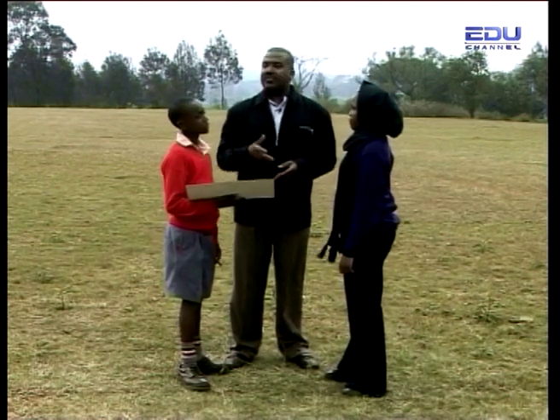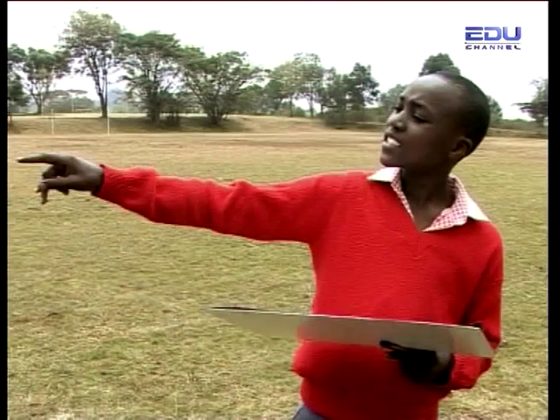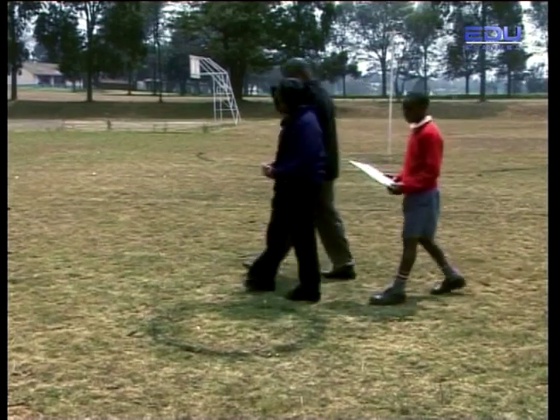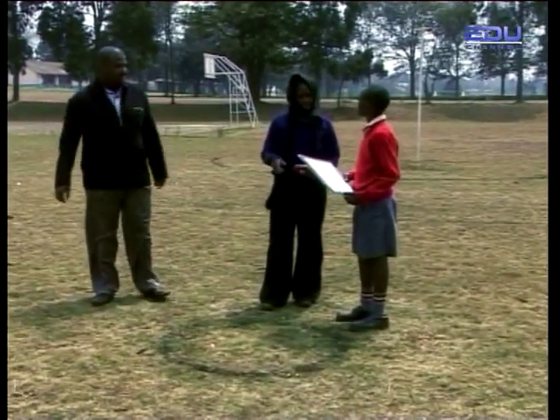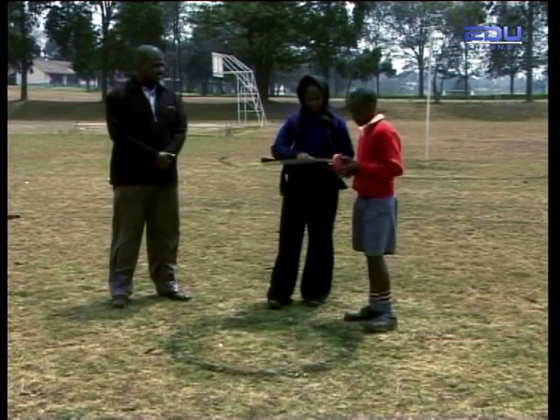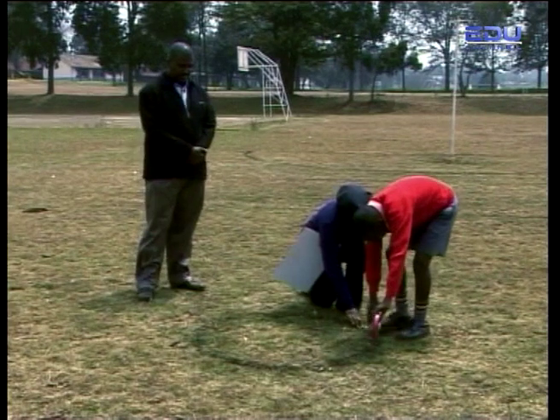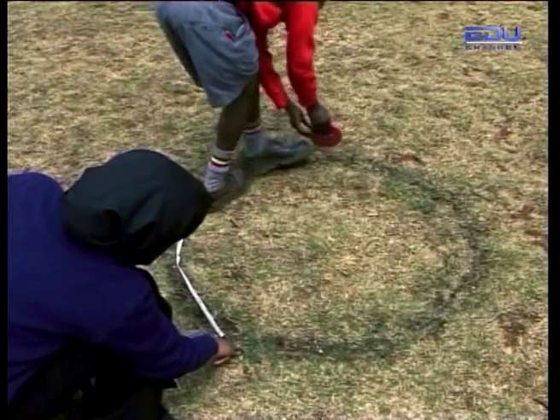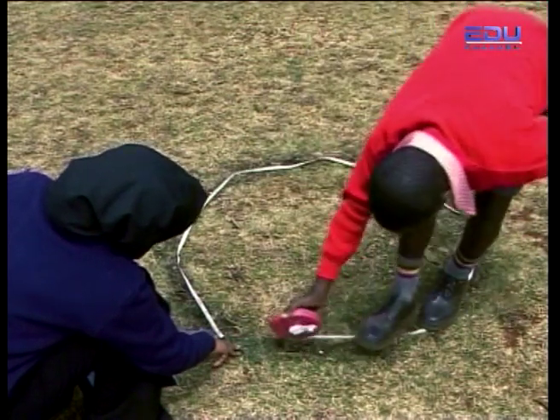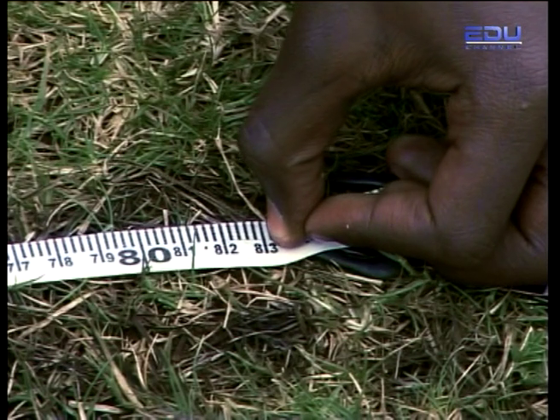Now, what about the other shapes on the court? Let's see. Look, I can see a circle at the center of the field. Why don't we measure the circumference of the circle using this tape measure? That's a good idea. The circumference is 2.83 meters long.